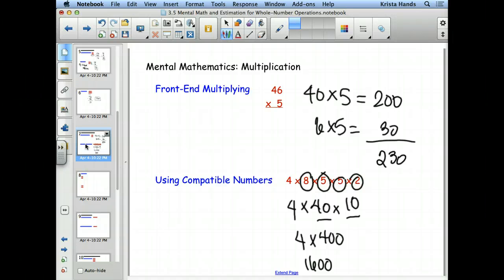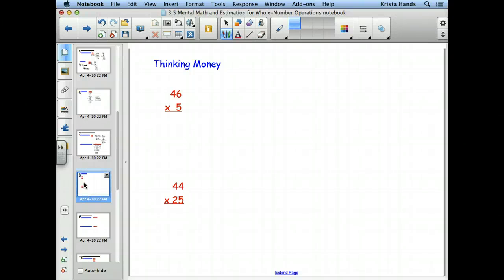All right, the next one's interesting. It says thinking money. That's the title of this mental math method. So what in the world do you think it means when it says 46 times 5 and it says thinking money? How in the world could you relate that problem to money? Nickels. Very good. Thank you, Nicole.